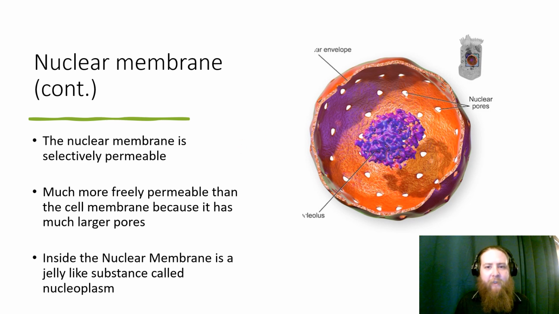So inside of this nuclear membrane, we have a substance similar to the cytoplasm called nucleoplasm. It's found in the nucleus. It's kind of this plasmoid structure, nucleoplasm.